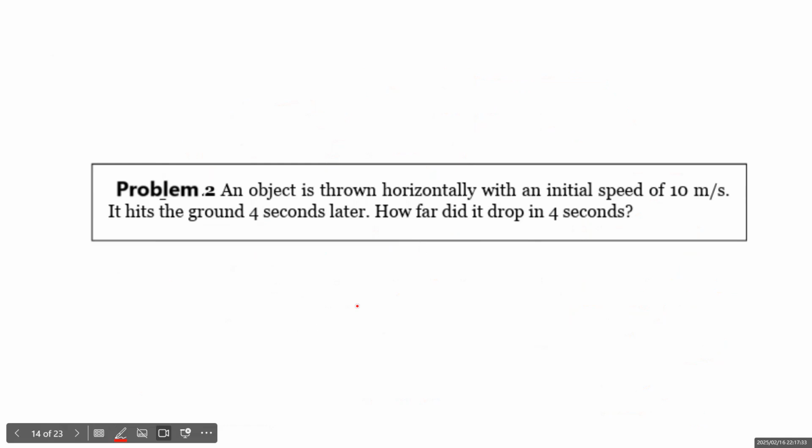An object is thrown horizontally with an initial speed of 10 meters per second. It hits the ground 4 seconds later. How far did it drop in 4 seconds? Again, they're asking how far it dropped, not what the range is, not how far it went horizontally. Do we care about this for this problem? No, we don't. We only care about the y.